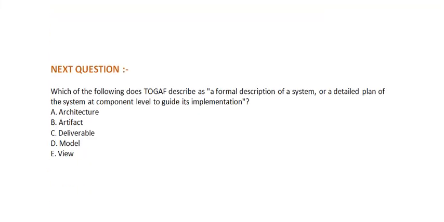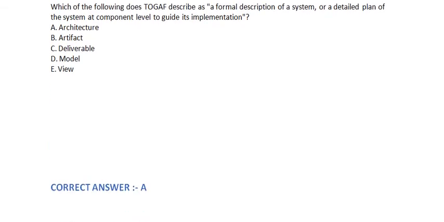Next question is, which of the following does TOGAF describe as a formal description of a system or a detailed plan of the system at component level to guide its implementation? Option A, architecture. Option B, artifact. Option C, deliverable. Option D, model. And option E, view. The correct answer is option A.